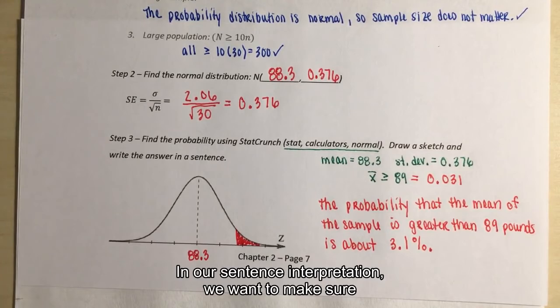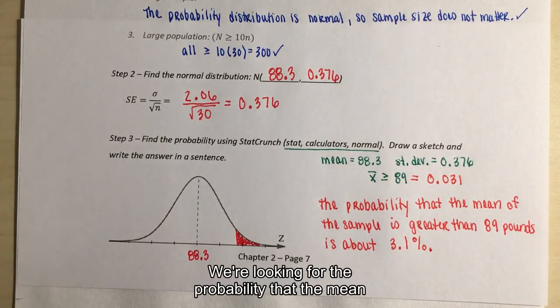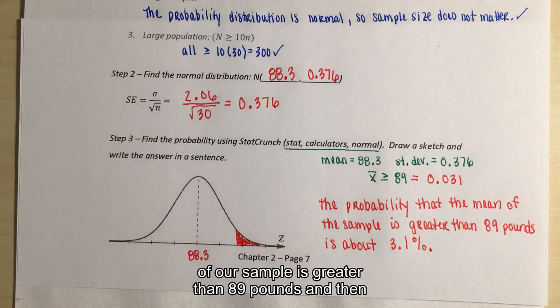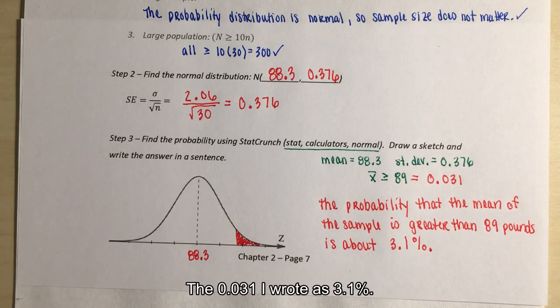In our sentence interpretation, we want to make sure we include what we are looking at. So we're looking for the probability that the mean of our sample is greater than 89 pounds. And then we're going to take that, and in this case I wrote it as a nice percent. The 0.031 I wrote as 3.1%.